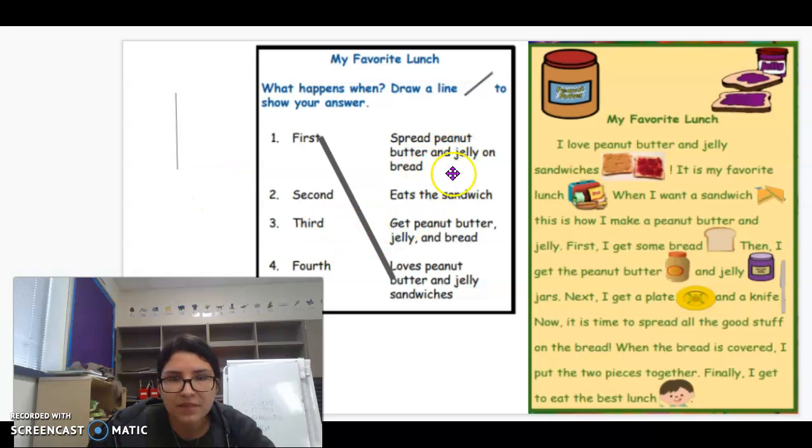All right. We're looking for the second thing that happened in the story. Spread peanut butter and jelly on bread. Eats the sandwich, get peanut butter, jelly, and bread. Before you can spread the peanut butter and jelly on the bread, you need to grab the ingredients first. So we know that one's not going to be the second thing. And then eats the sandwich, that sounds like it's going to be the last thing you do. So I think second is get your ingredients, get the peanut butter, get the jelly, and get the bread, right?